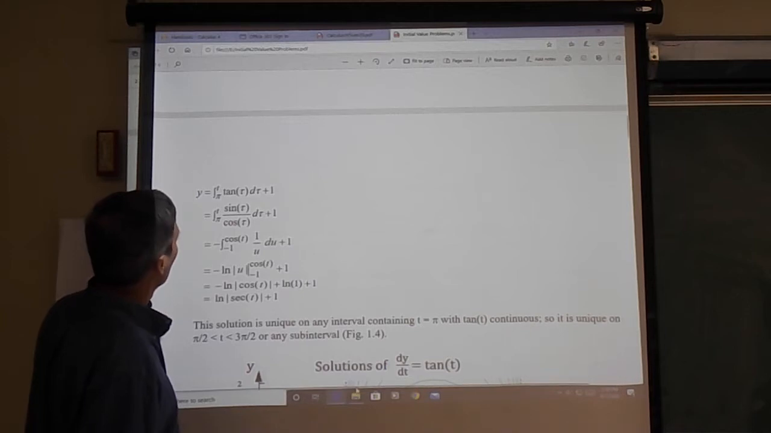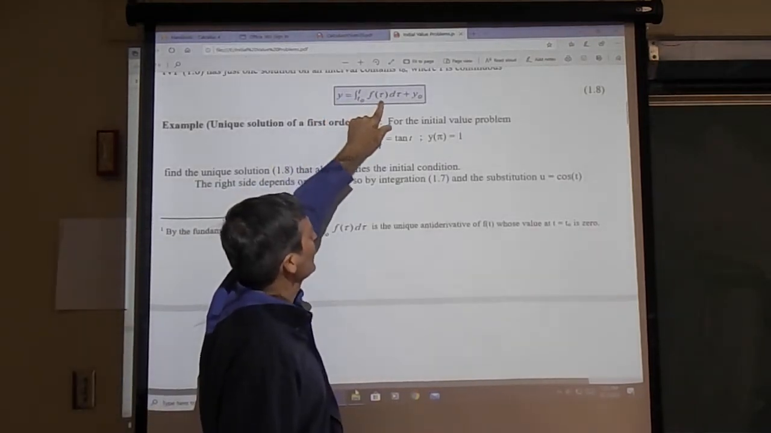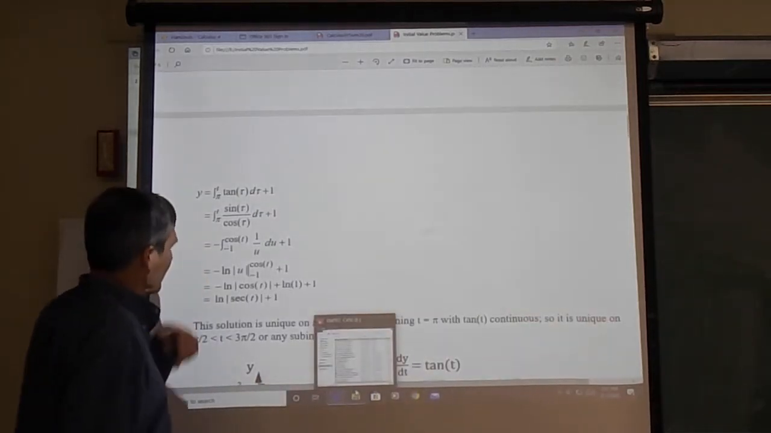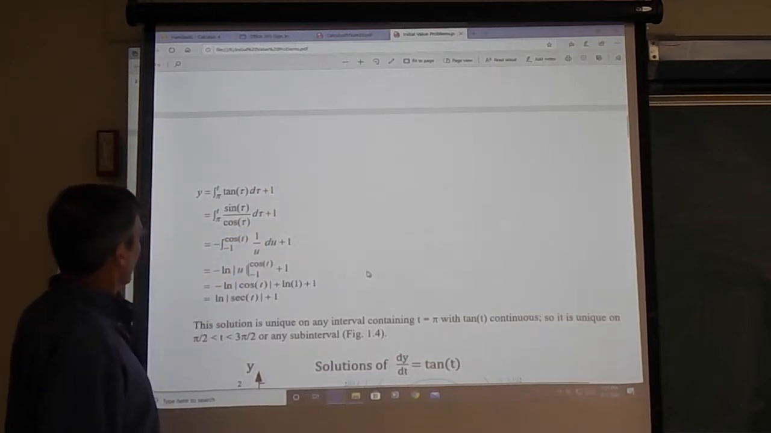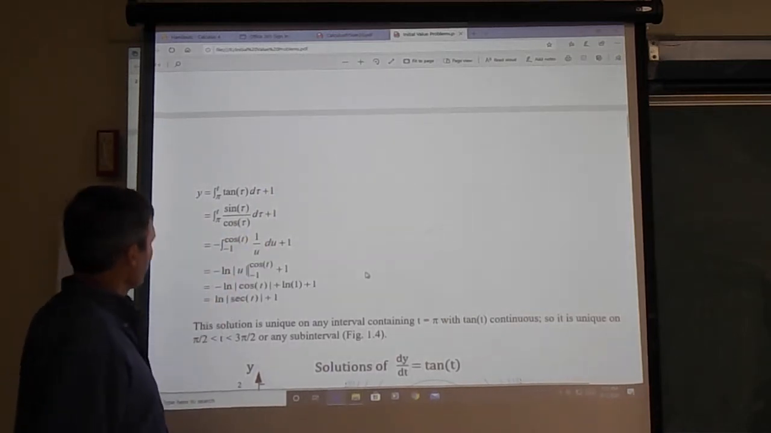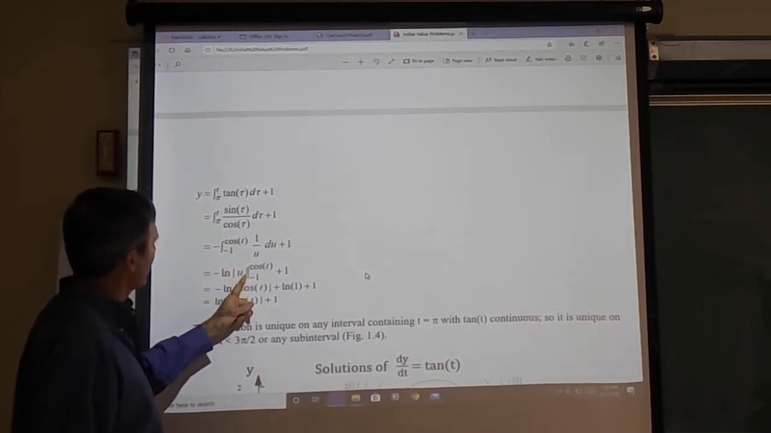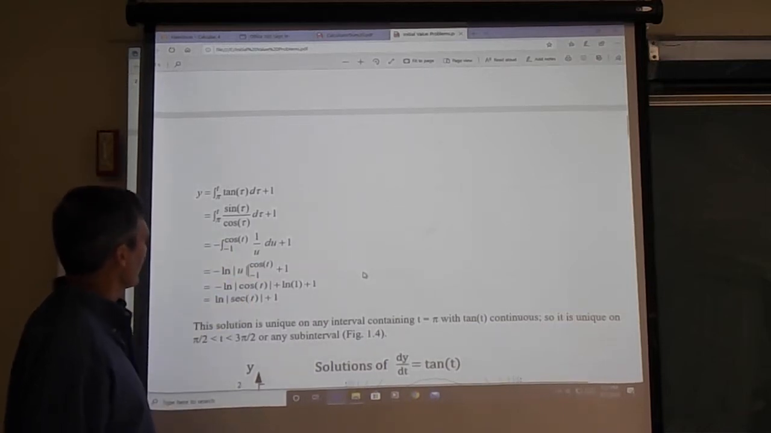That's our theorem there, that you can solve this by integral f of tau d tau plus the initial condition. So the initial condition was y of pi equals 1, so we put 1 on the end. And here is the unique solution to this initial value problem. Well, integral 1 over u is natural log absolute value of u, and then we're going to plug in the two endpoints and take the difference.